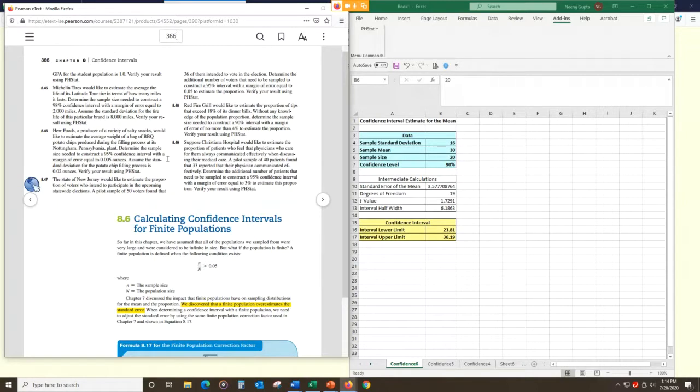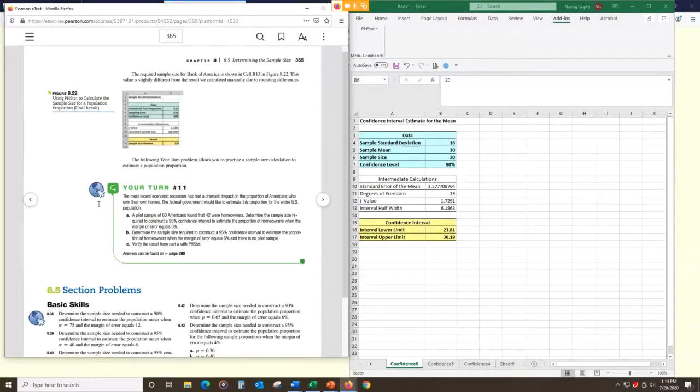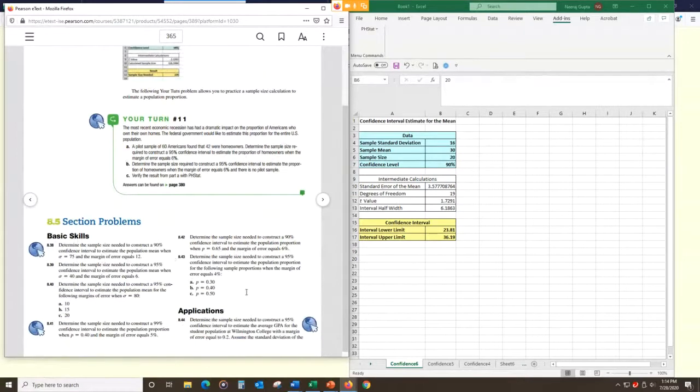Okay, so let's say, okay, let's do this. This is the sample size. Let me just do one for the confidence interval.